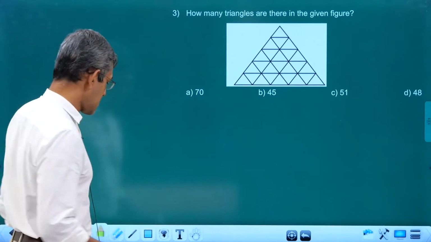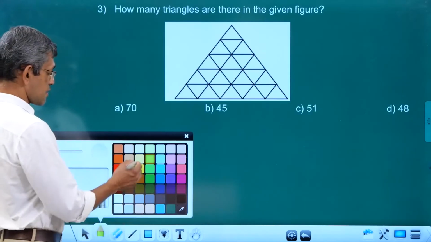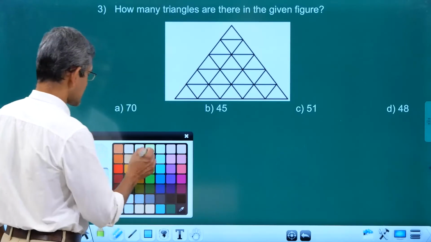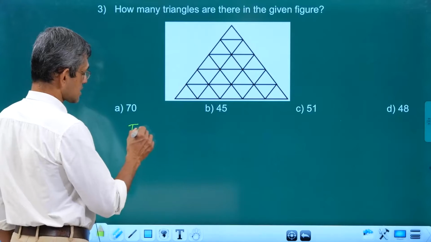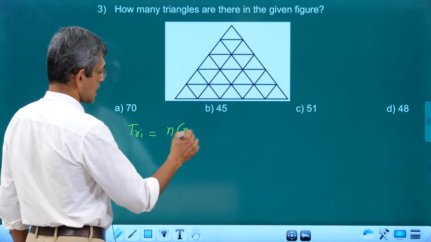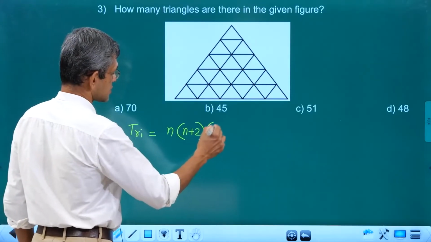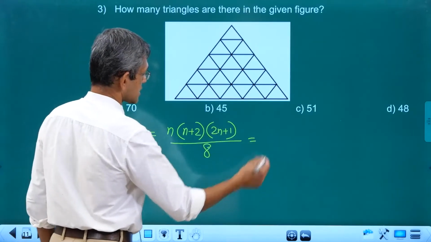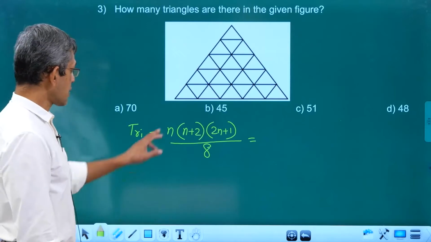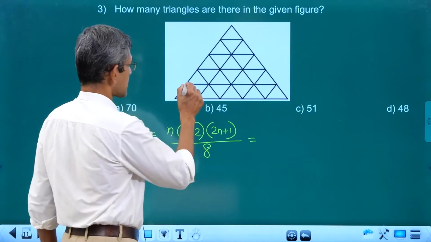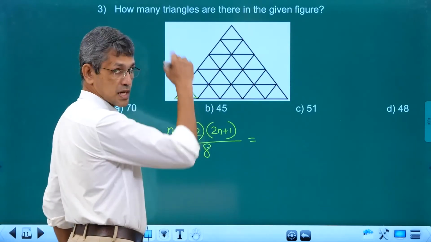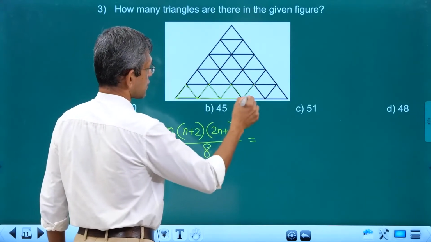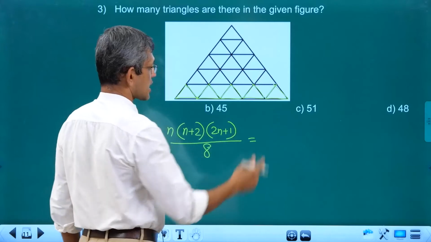So what is the method or formula here? Counting is tedious and time consuming. So what's the method? Total number of triangles would be n into n plus 2 into 2n plus 1 by 8. That's a formula that we can use. So n is what? The number of triangles on the base which are facing upward, right? So 1, 2, 3, 4 and 5. So 5 triangles facing upward.